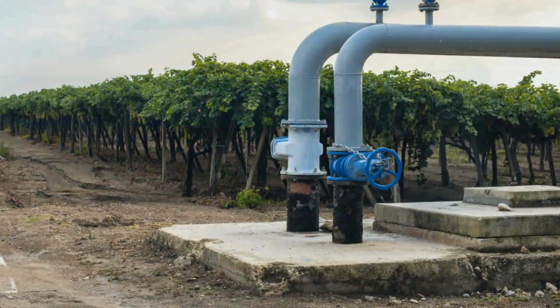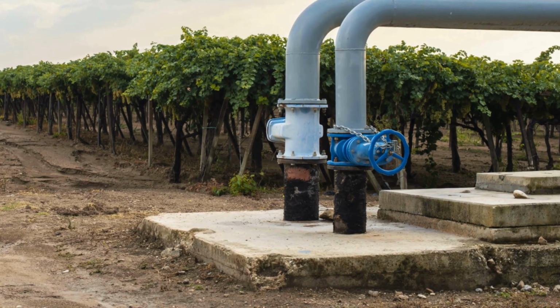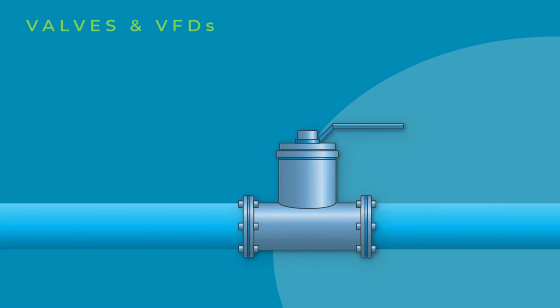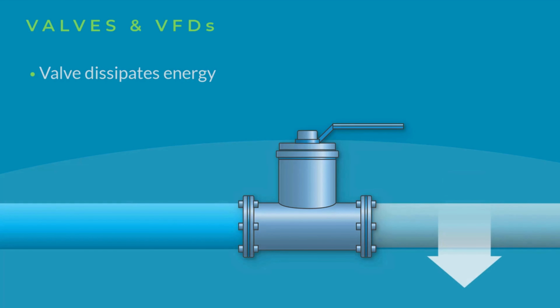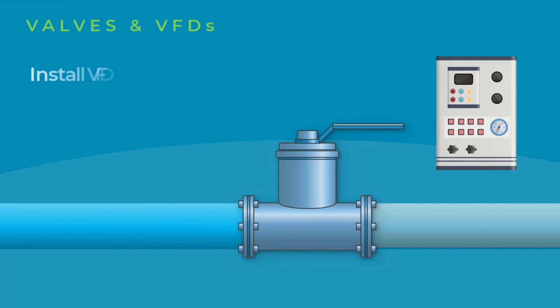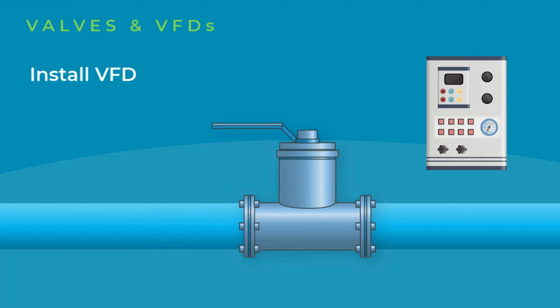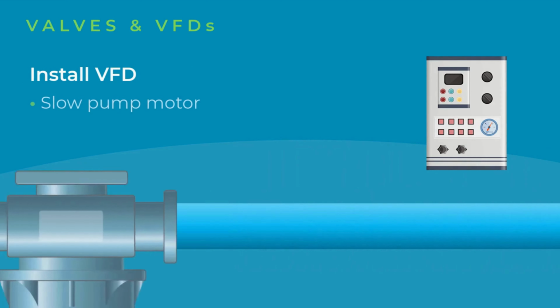Let's talk about valves and variable frequency drives, or VFDs, sometimes called variable speed drives. From an energy perspective, a valve is just a way to dissipate useful energy. When the valve is closed, the flow and pressure downstream of it may drop, but the pressure on the other side increases, which is what your pump is pushing against. A more efficient way to control flow is by installing a VFD, opening the valves, and using the VFD to slow down the pump motor.